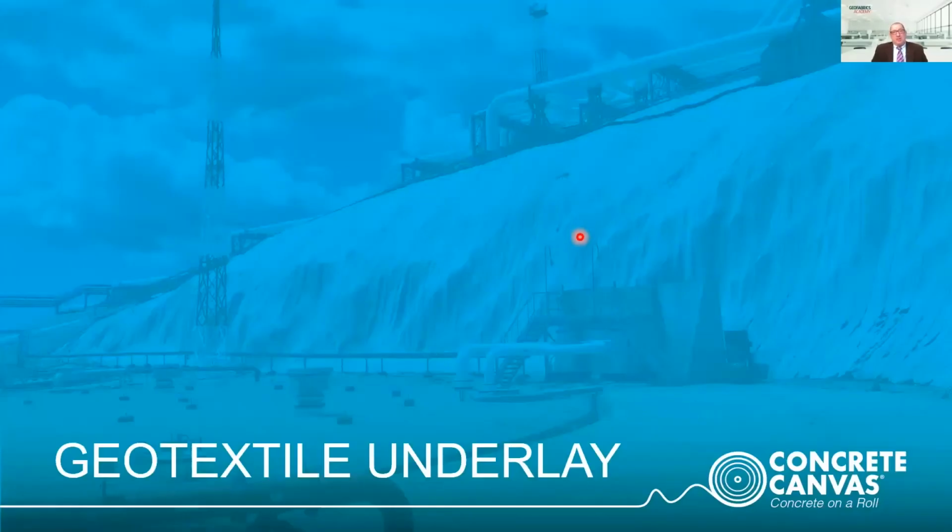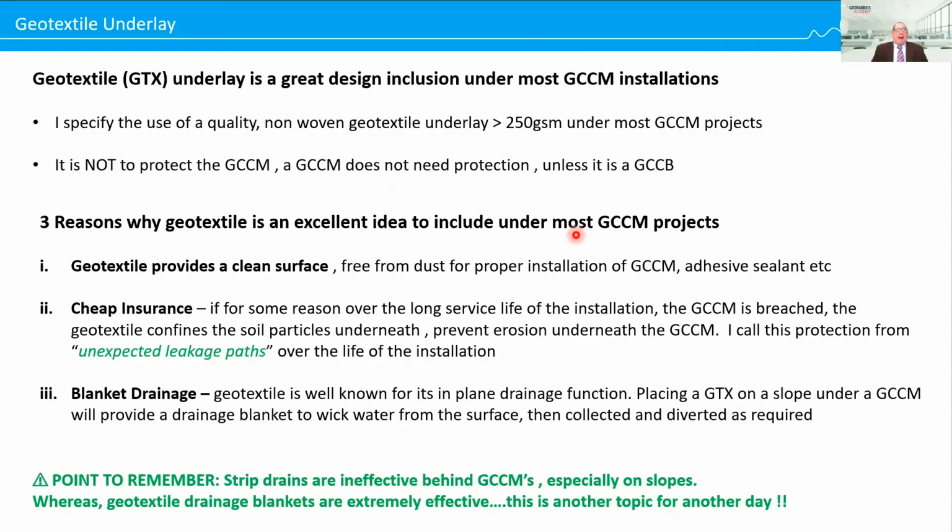Last point here, geotextile underlay. I always include geotextile underlay in my specifications. Whether the designer wants to take it on or not is up to them. I strongly suggest they do. I specify generally greater than 250 gram, 300 gram non-woven geotextile. It is not used to protect a GCCM. A GCCM does not need protection unless it is a GCCB that has a barrier underneath, in which case it's a protection layer for the barrier.